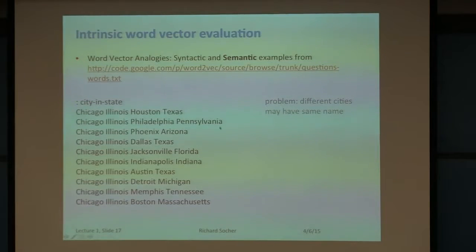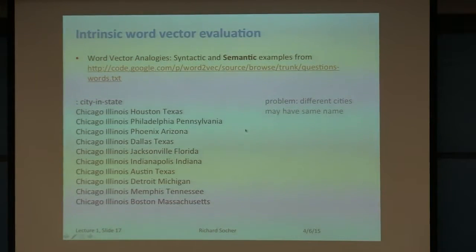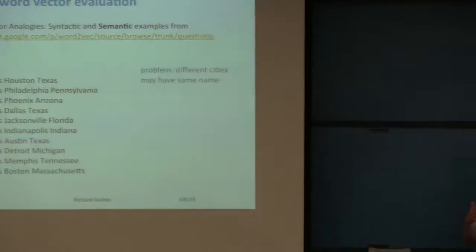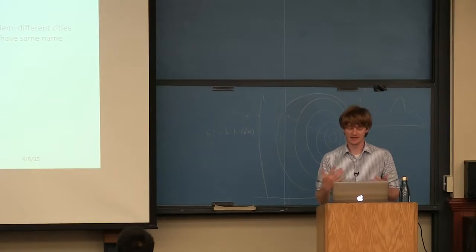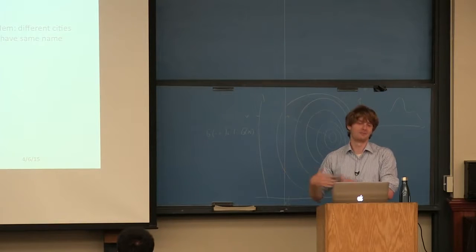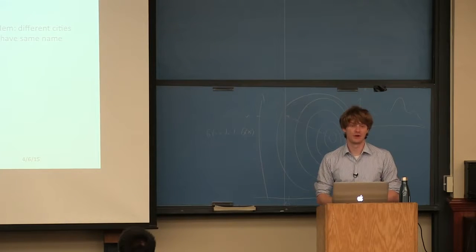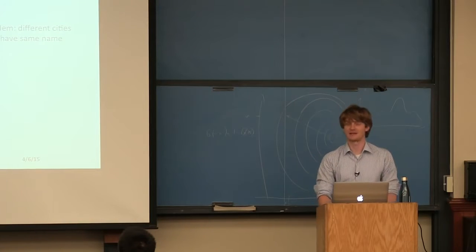And there are basically a lot of them. Of course, if you know a little bit about geography, you'll know that different cities may have the same name and appear in different states. And this will not be captured. Basically, if your corpus talks more about the right one here, then you're in luck. So it's just a caveat of this subset of the analogy questions.